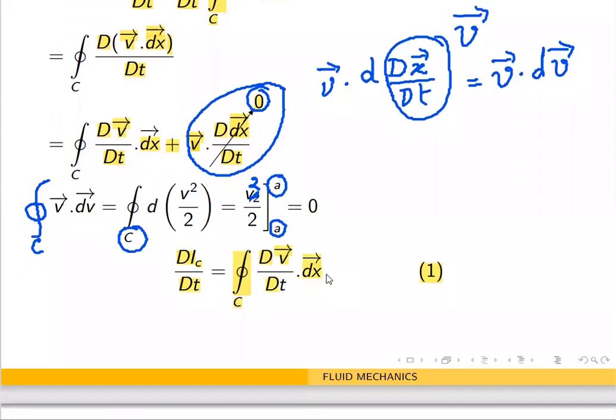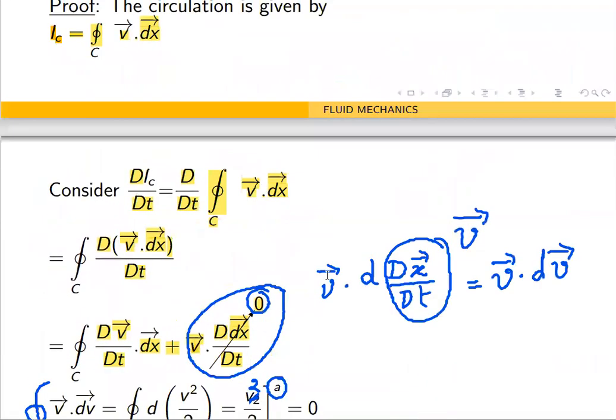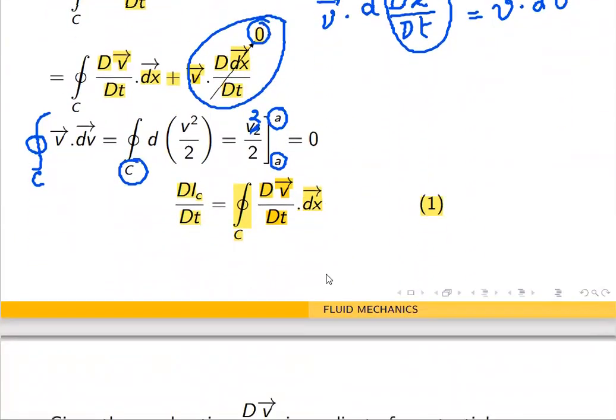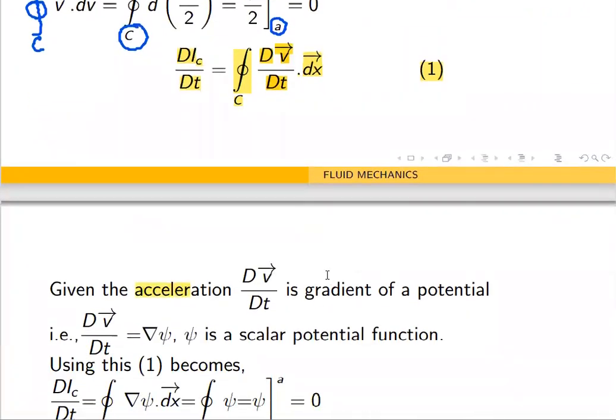Now, what is this dv by dt? What is our v? v is velocity, and dv by dt is nothing but the rate of change of velocity. That's nothing but acceleration. So the integrand is our acceleration. What do we know about acceleration? What is the statement? Let us look at the statement again. It says, if the acceleration is the gradient of a scalar potential function, then the circulation around a material closed curve remains constant. So what they have given is the acceleration, dv by dt, is the gradient of a scalar potential function. So dv by dt is equal to gradient of psi, where psi is a scalar potential function.